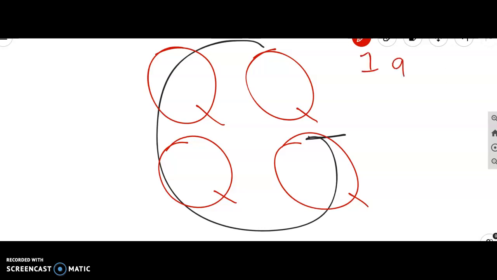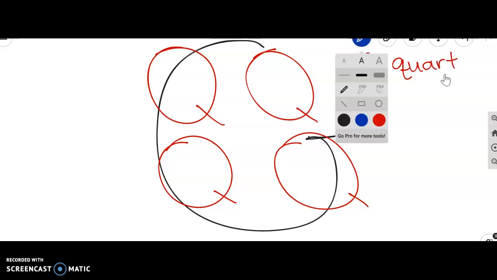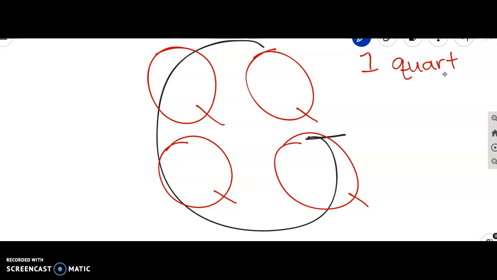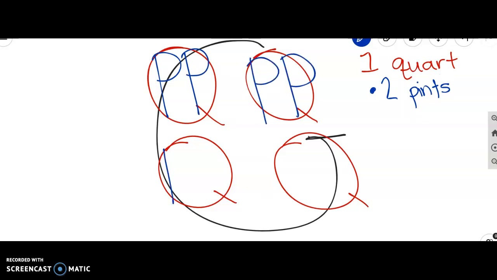And in 1 quart, we're going to talk about what is in 1 quart. Well, each queen or Q quart had a prince and a princess, so they had 2 pints. So let's talk about pints as P. So 1, 2, 1, 2, 1, 2, 1, 2. So each quart has 2 pints.